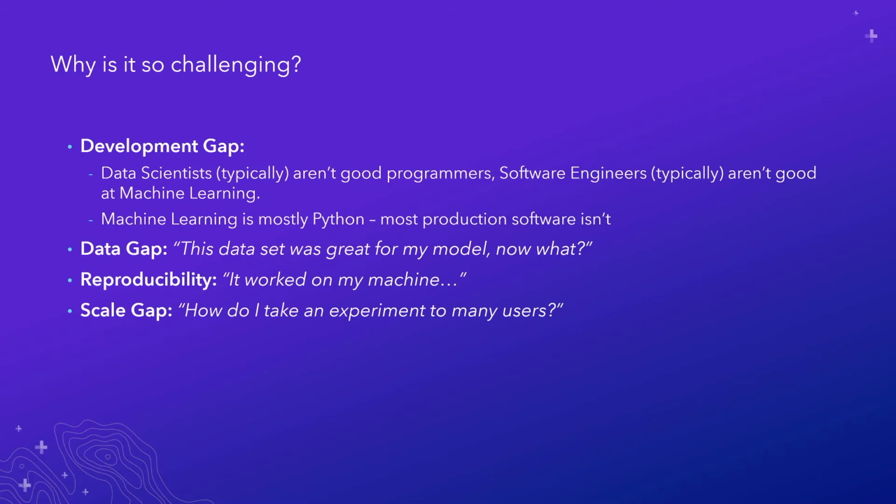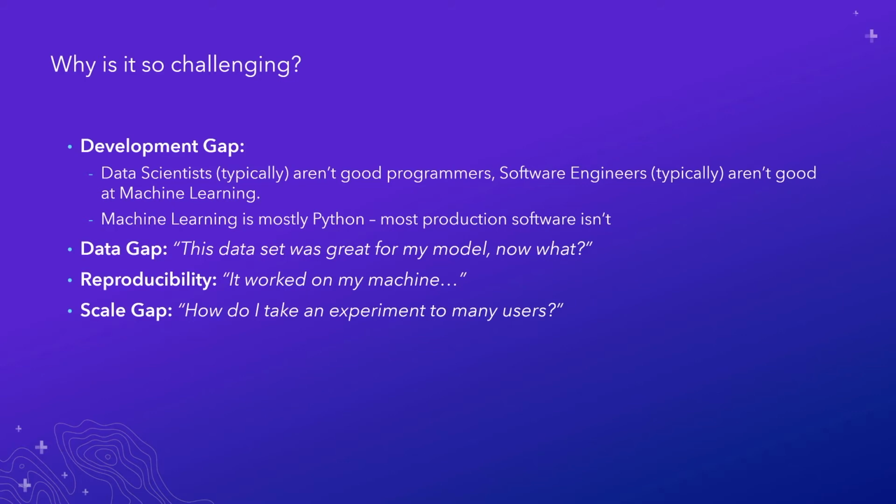The next gap is the data gap. So basically, this data set was great for my model, but now what? Third, reproducibility. We've all heard this before. It worked on my machine. Why isn't it working now? Machine learning comes with its own unique set of challenges, and we'll discuss some of those.